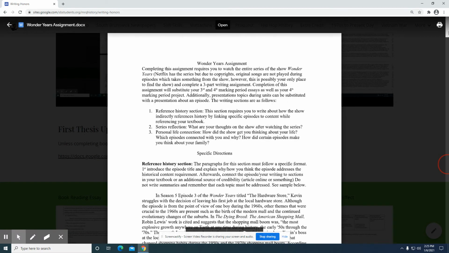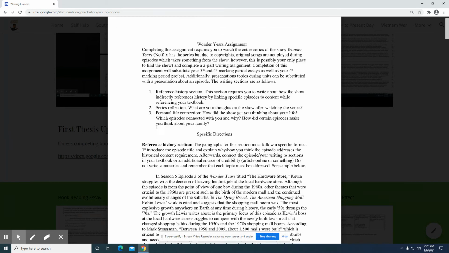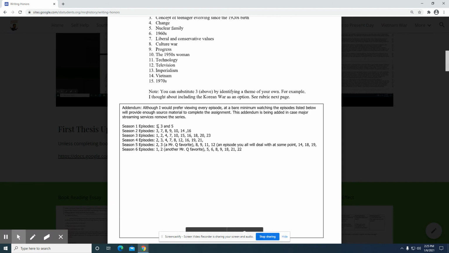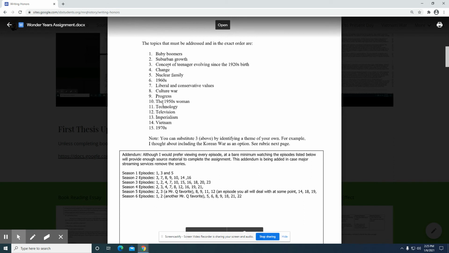But if you choose to do this for the third marking period, you would focus primarily on item one, which is the reference to history. So if you have any other questions, feel free to email me and ask me. But for the most part, I'm looking for an opening, and I'm looking for your 15 paragraphs.